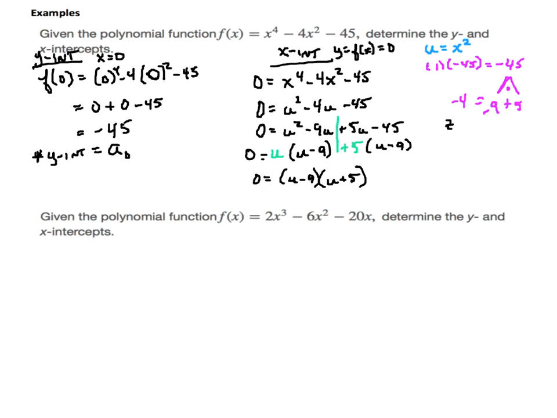And so my zero product property says, well, if that's true, then either u minus 9 had to equal 0, or u plus 5 had to equal 0. Here u is 9. Here u is negative 5. U is equal to x squared. So x squared is 9. X squared is negative 5. I can use the square root property to solve.